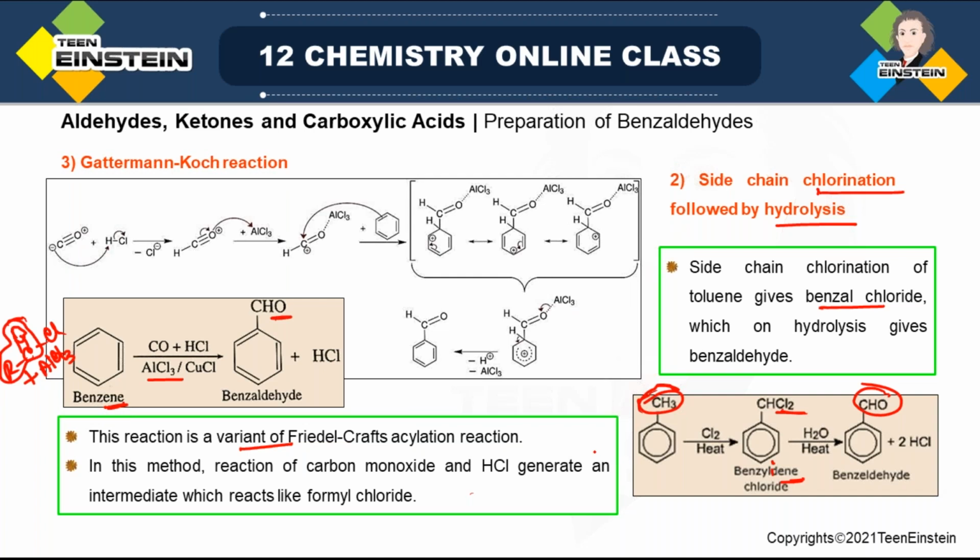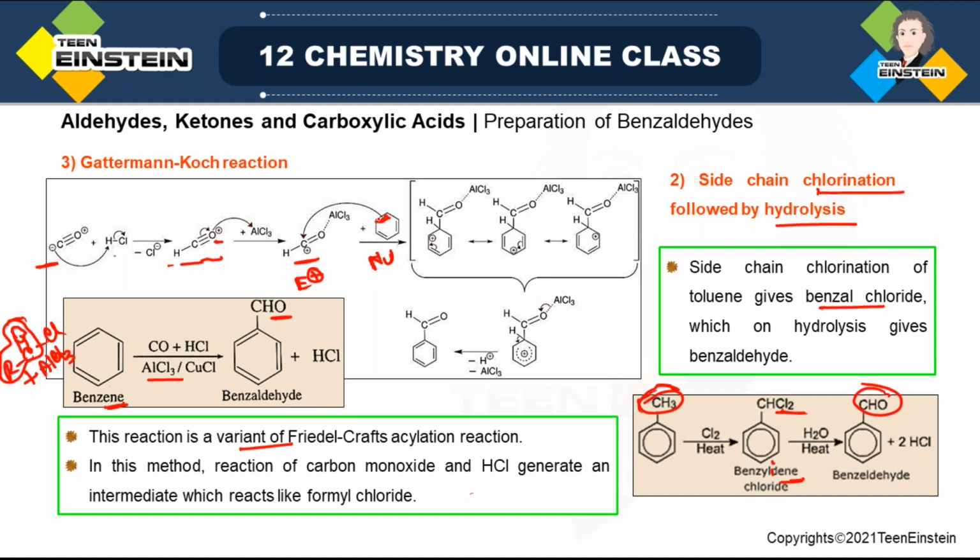If we look deep into the mechanism, this is the carbon monoxide molecule; in the presence of HCl, there is formation of this type of HC triple bond O plus. Now AlCl3 is the Lewis acid. It will interact with this oxygen, and the carbon is now positively charged. Here the benzene ring is acting as a nucleophile and this part is acting as an electrophile because it is electron deficient. So the pi electron density of the benzene ring is now attacking the carbonyl carbon, which is positively charged.